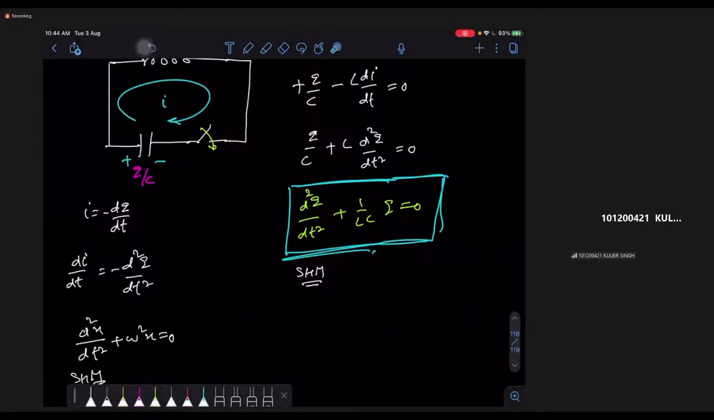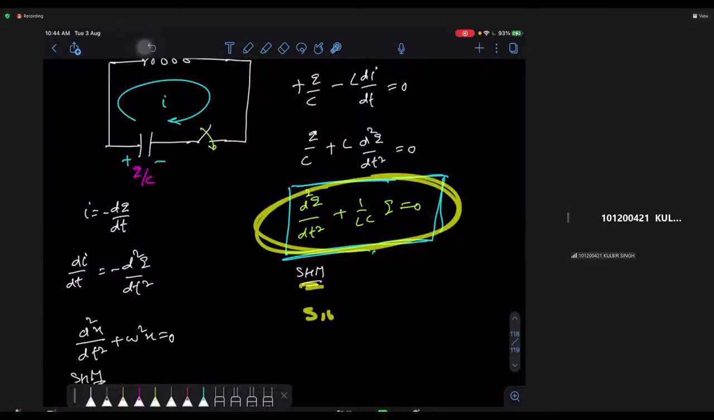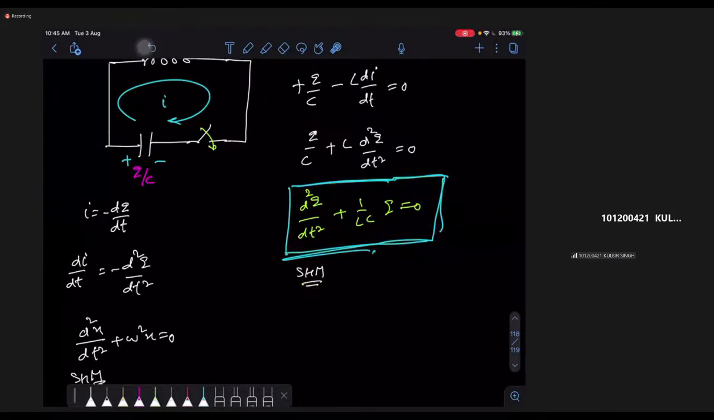It is going to execute a sine function, because the only solutions of my SHM equation are sine or cosine. You don't have a log solution, you don't have any other type of function, no exponential. Only sine. The solution of this differential equation is a sine equation. So my charge is going to execute SHM, and it has a simple form.